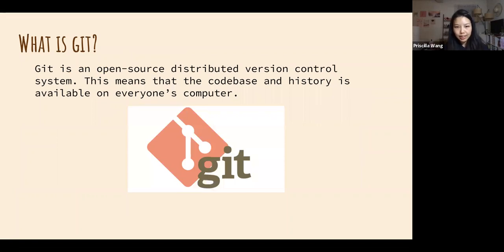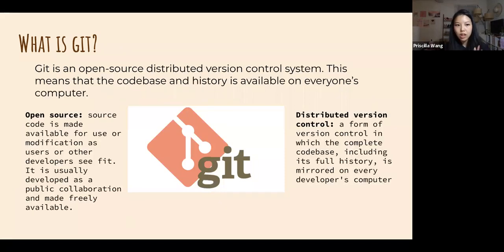So what exactly is Git and GitHub? So there are two parts of GitHub, right? The first part is Git. So Git is an open source distributed version control system. That means that the code base and history is available on everyone's computer. So big words here. Open source means the source code. So it is a program or a code where anybody can add to it. They can modify it based on what they think is good for the source code or for this program. And it's usually developed as a public collaboration and made freely available.